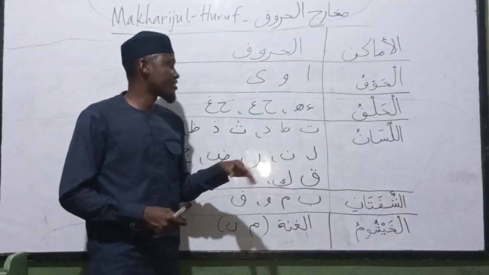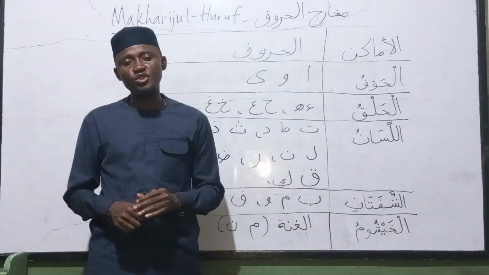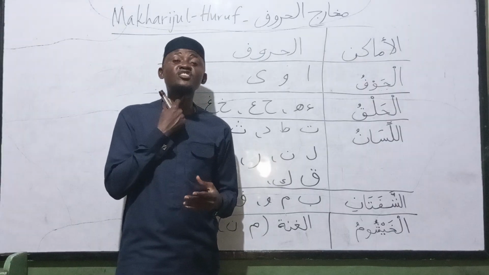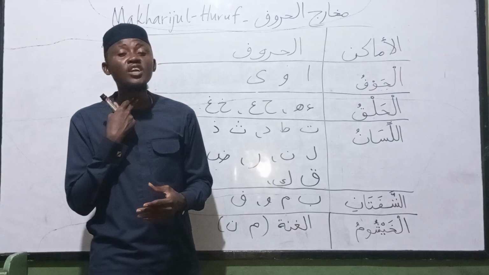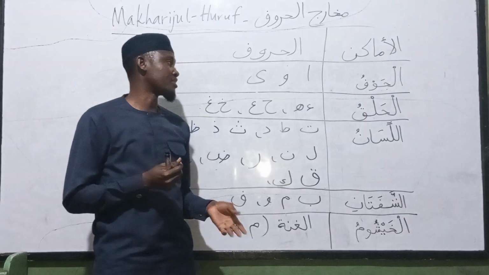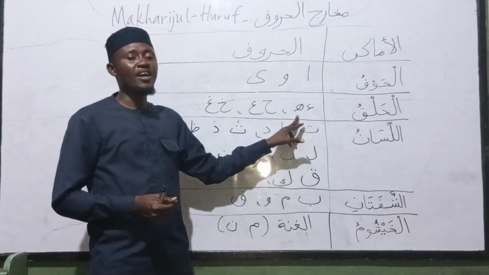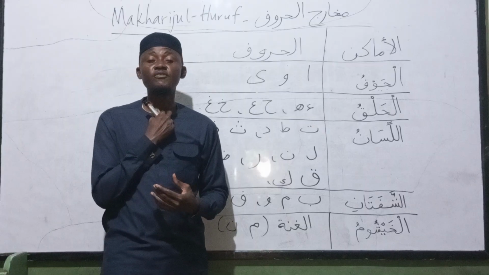Al-halq is the throat. In the throat, there are 3 points of articulation. We have the upper part of the throat, the midpoint of the throat, and the lower part of the throat. Now, of these 3 parts, the first group here are the hamza and the ha. They are articulated from the same place, which is the bottom part of the throat here.